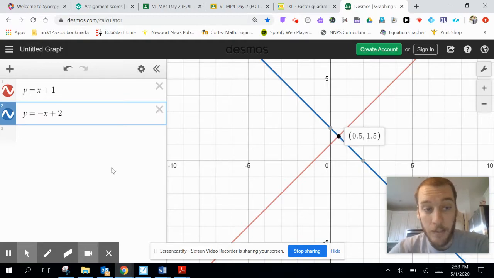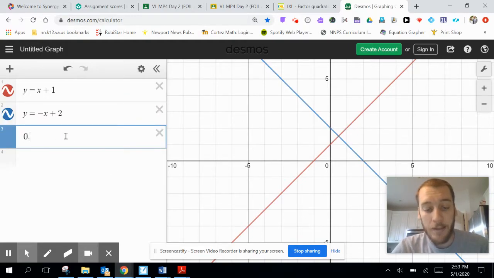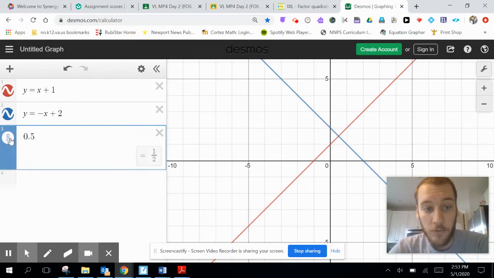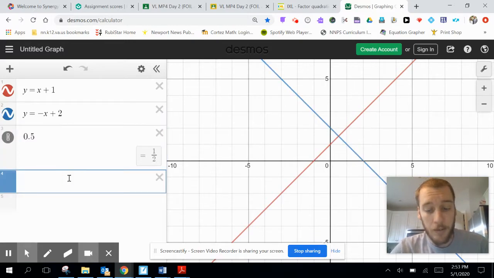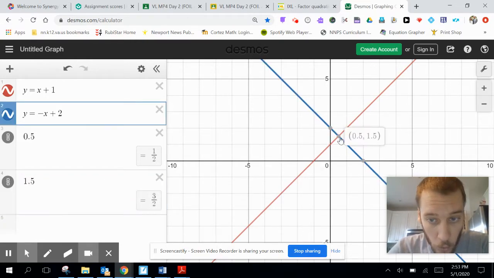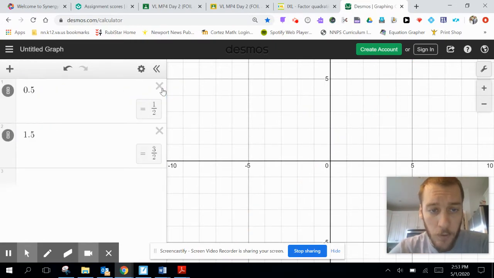If you want it as a fraction, we can type these things in, 0.5. If you want that as a fraction, there's this button right here. Change it to a fraction, and it tells you that our intersection is at 1/2, comma 3/2, or you can just leave it as a decimal, 0.5, comma 1.5. So that's if there is one solution. Most of the problems that we're going to encounter are going to touch each other once. The red line is going to touch the blue line one time. That's our solution.